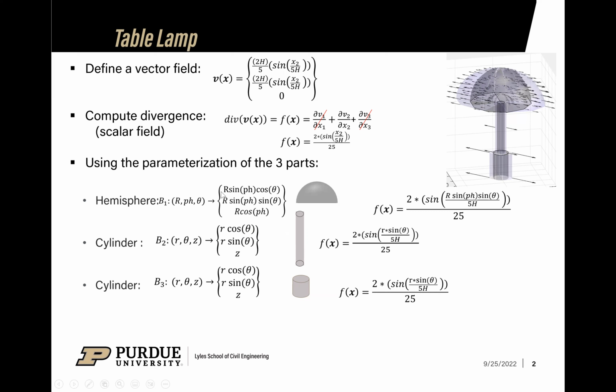These are the parameterizations that I've used for defining all the three bodies. The first one is for the hemisphere, this is for the cylinder at the middle, and this third one is for the cylinder at the base. I've substituted the value of x2, which is r sine phi sine theta, into this function right here, which gives out to be this. Similarly, I've substituted the values of x2 for the cylinders as well into the function.